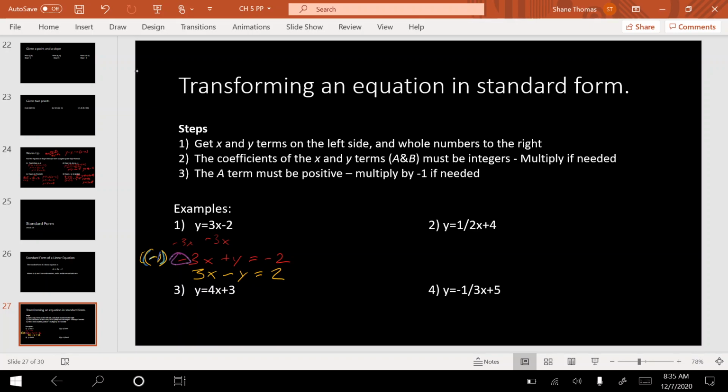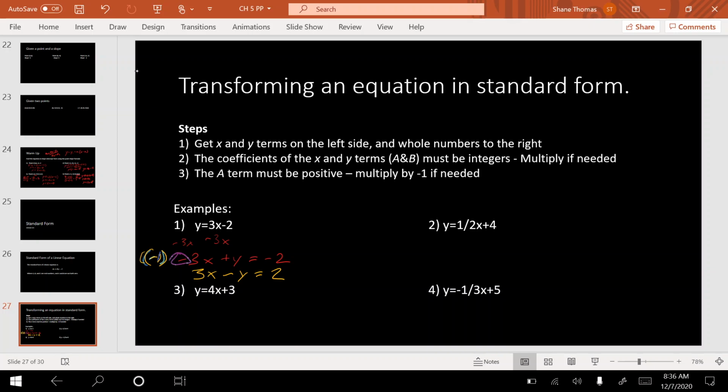Now, are my a and b terms whole numbers? Yeah, I have a 3 and a 1. And is my a term positive? Yes, I have a positive 3x. So I'm in good shape. Does that make sense? All right, let's try the second one.